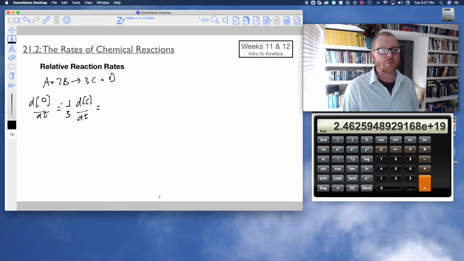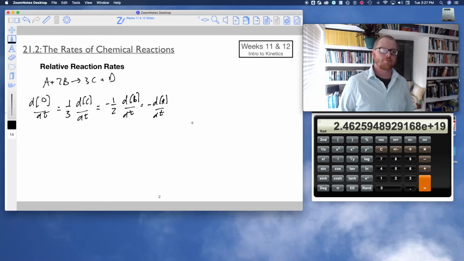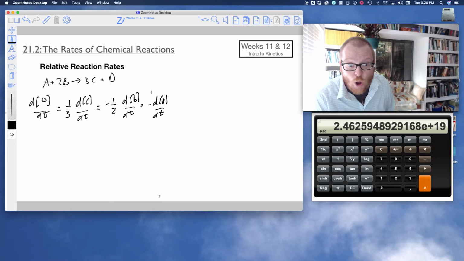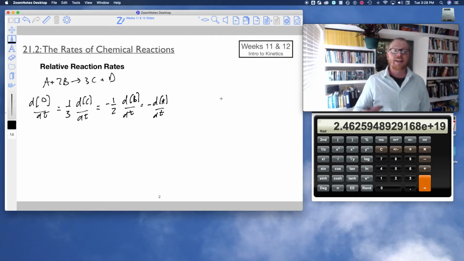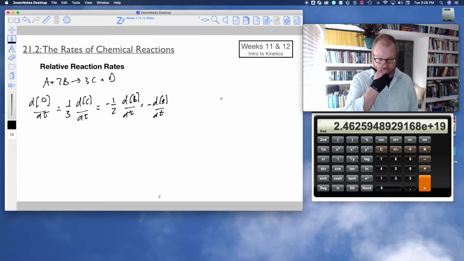Then in terms of B, we know that the stoichiometric coefficient is -2, so this is -1/2 d[B]/dt. And A is just -1/1, so I'll just say -d[A]/dt. Now these are all of the relative rates. These rates will all be equal now that I've considered the stoichiometric coefficients.